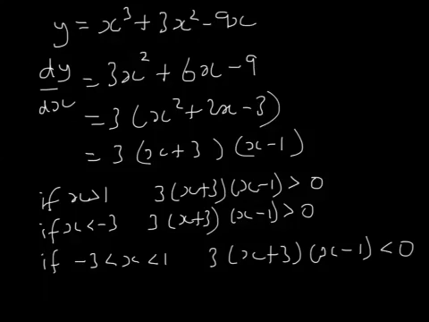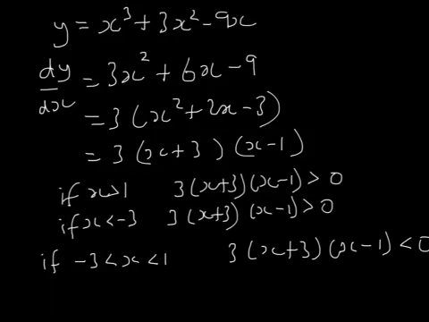To be more precise about that, if x is between minus 3 and 1, this term here is going to be positive and this term here is going to be negative. So if we've got two things multiplied together, one positive, one negative, the whole thing is negative. Now all of this is about the gradient. So when x is between minus 3 and 1, the gradient is negative. When x is between minus 3 and 1, it's a decreasing function.